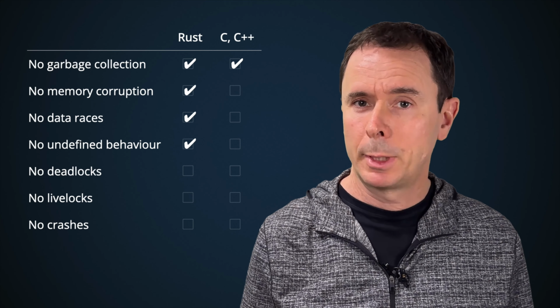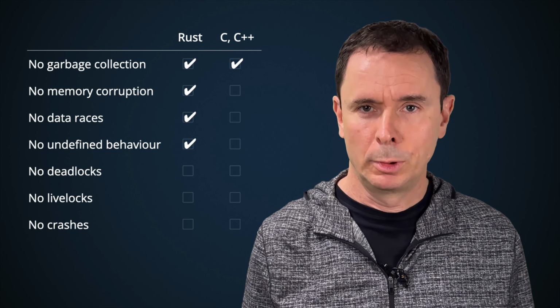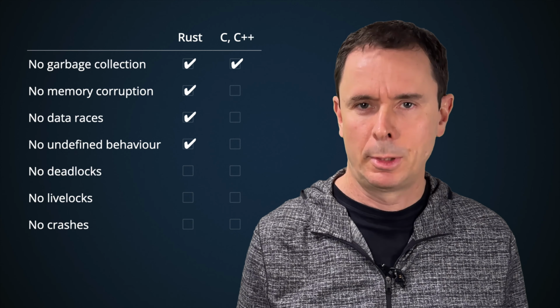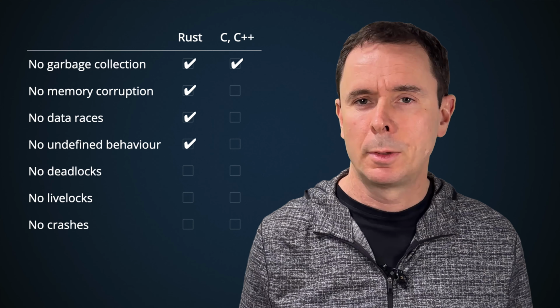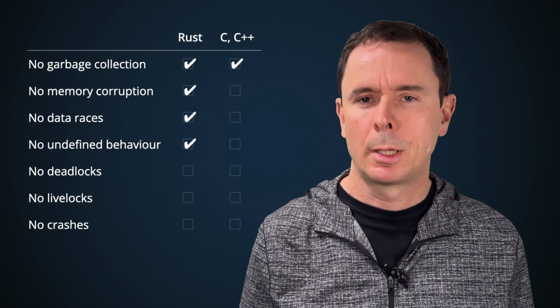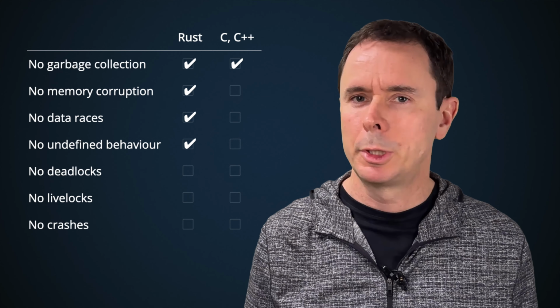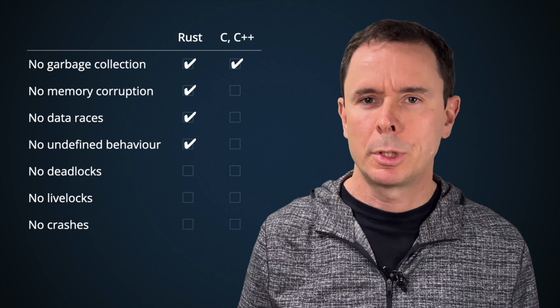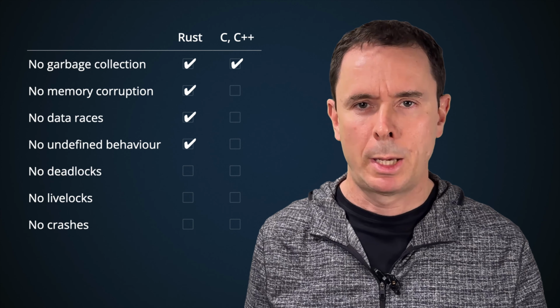Rust is type safe, memory safe, and thread safe, but that doesn't mean you can't have deadlocks or live locks or crashes. You absolutely can. The difference is that when a Rust program crashes, it's a clean abort. There's no chance of malicious code execution. The process just stops. In Rust, that's called a panic.